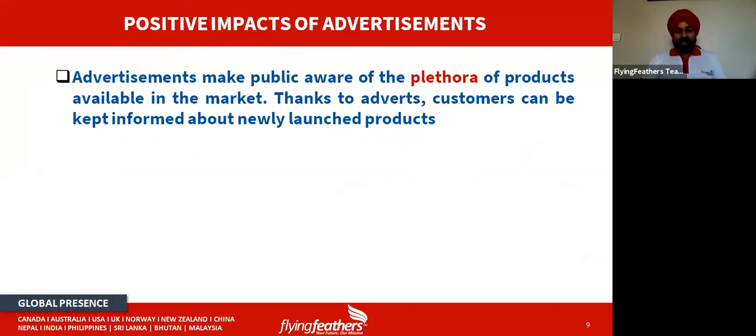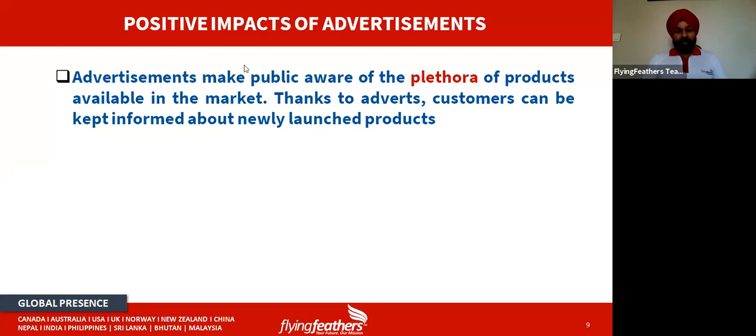So coming to the positive impacts of advertisements. What are the benefits of advertisements for us, right? When it comes to advertisements, what are the good things about them? Advertisements make the public aware of the plethora of products available in the market. Thanks to the adverts, customers can be kept informed about newly launched products.